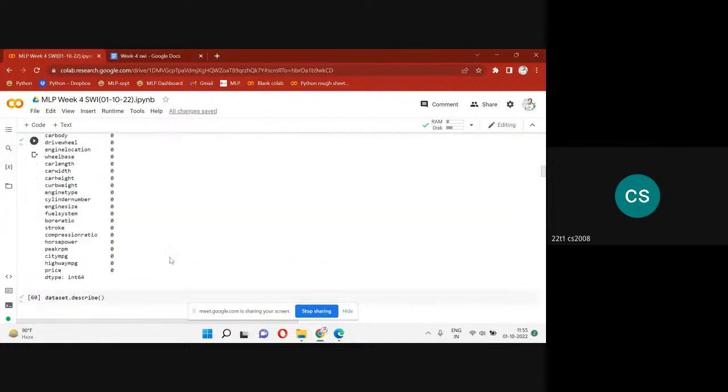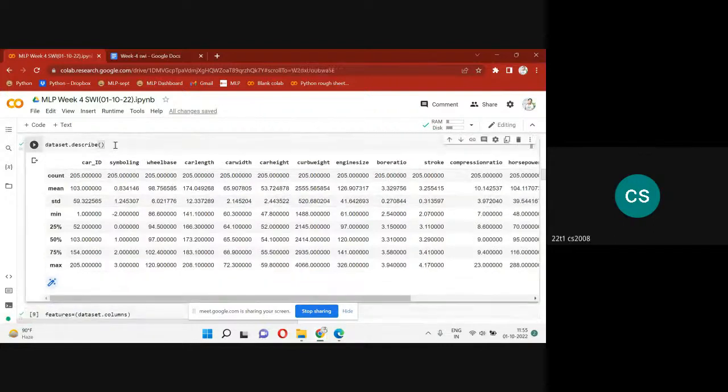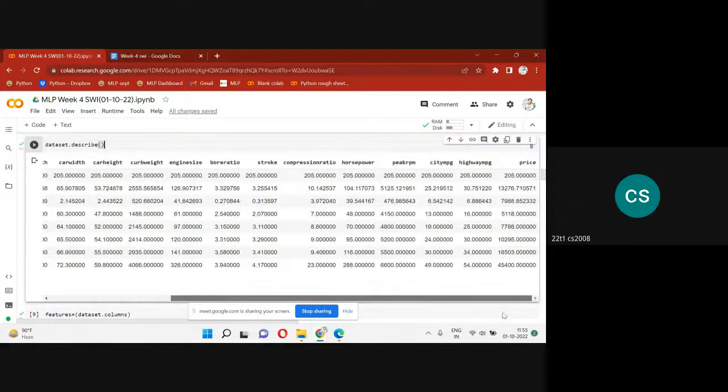Second thing you can do is dataset dot describe. It is giving you this data frame. If you check the column names of this, these are the numeric columns only. So if you somehow get the count of the number of columns of this one, then that will also give you the correct answer, how many numerical features there are.